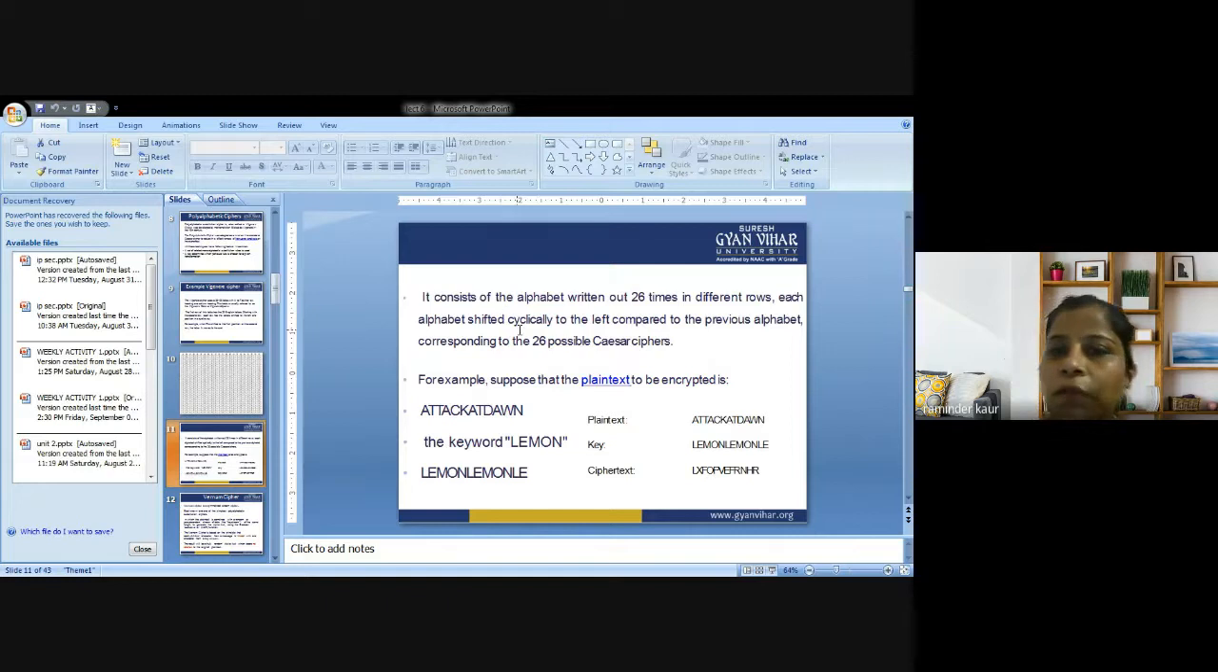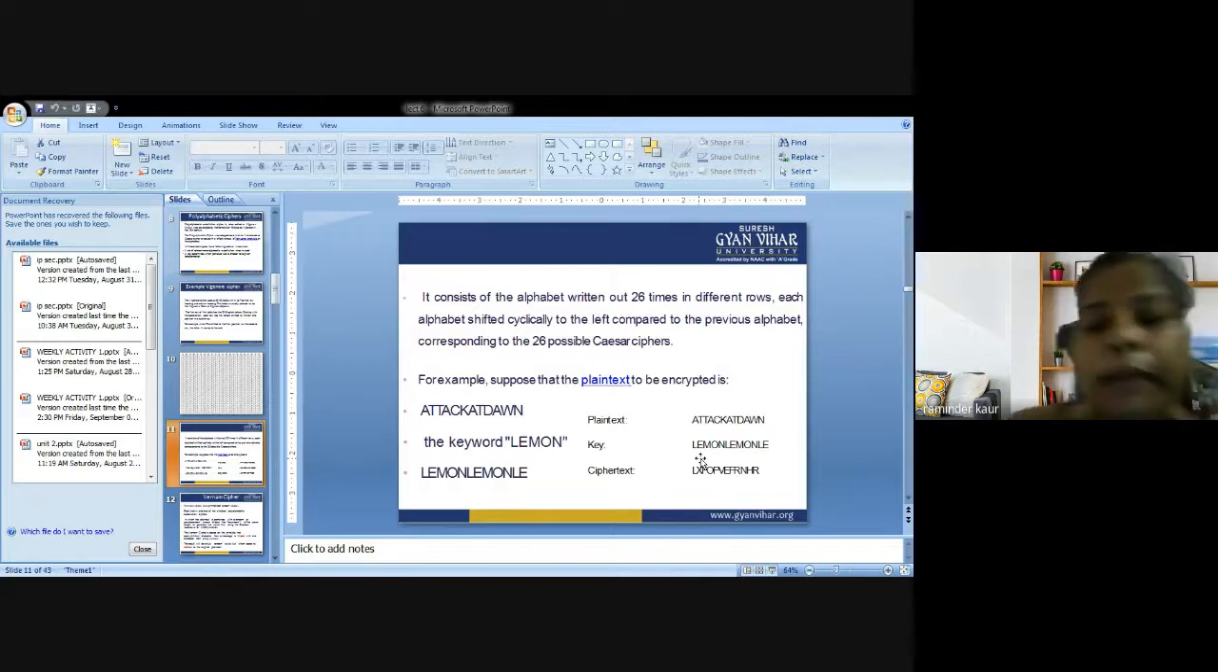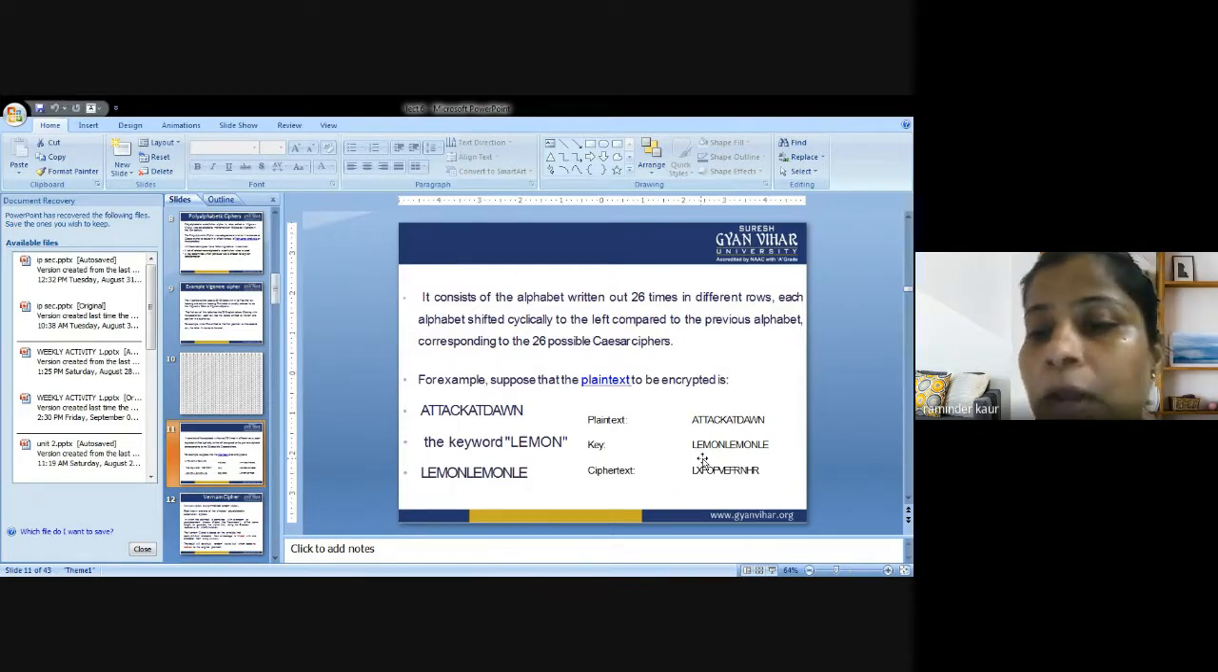It consists of the alphabets written out 26 times in different rows, each alphabet shifted cyclically to the left compared to the previous alphabet, corresponding to the 26 possible Caesar ciphers. For example, suppose the plain text to be encrypted is attack at dawn. So what is the plain text? That is attack at dawn. Now the keyword is lemon.